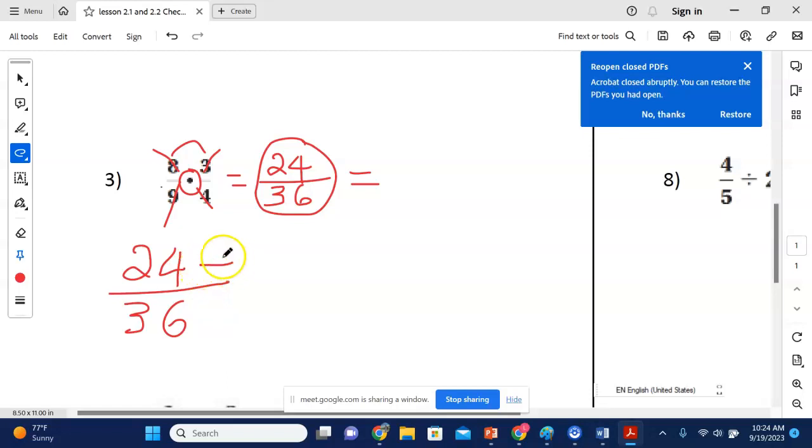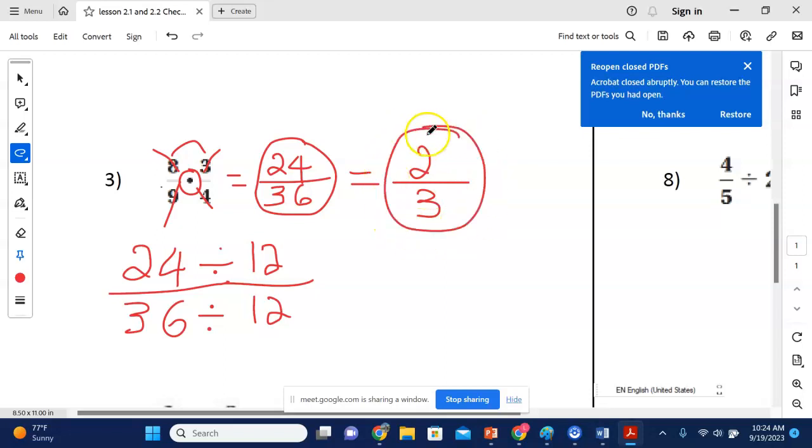Thank you. Because you know that if you take 24 divided by 12, what does that give me? 2. Good. And then 36 divided by 12 will give me what? 3. So your final answer is 2/3, because 24/36 can be reduced, or both of these numbers are the multiple of 12. So your GCF, your greatest common factor of 24 and 36 is 12. So you can reduce both numbers. You can divide 24 to 12 and 36 to 12. So the answer is 2/3.